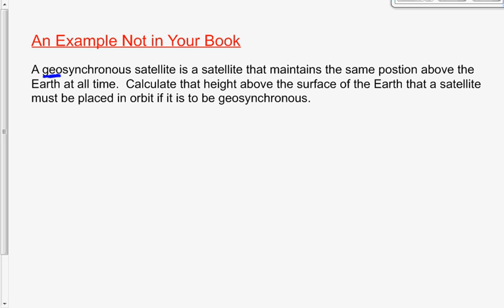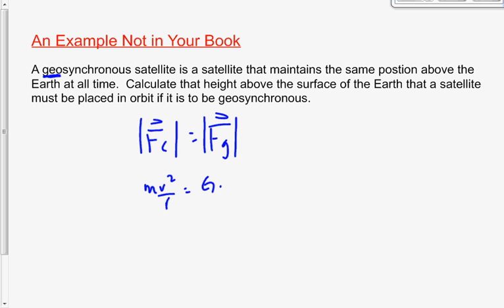What is that height? Well, let's start off by saying FC is equal to FG. It's a satellite that's held in orbit by gravity. R's cancel. One of the M's cancel. We're left with V squared is equal to G times M, we'll just say, over R. So far, so good? We want to find R, right? We want to find R.